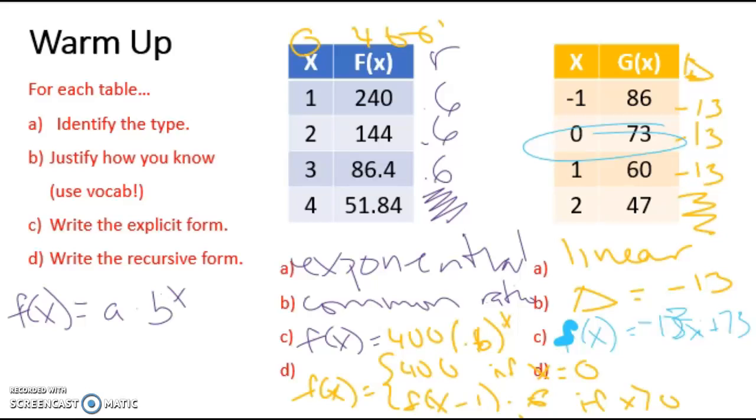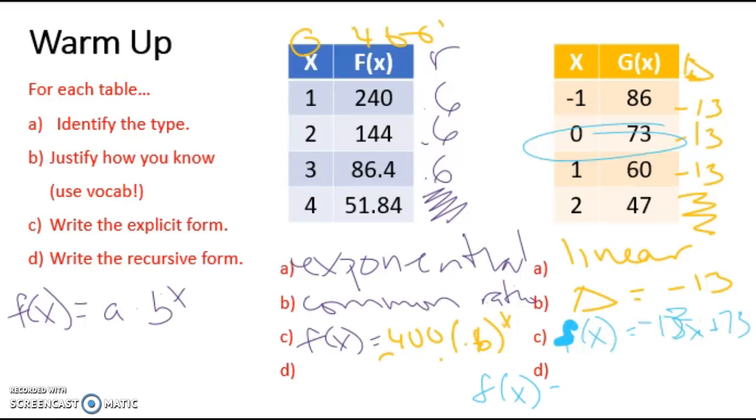Okay, finally we need to write the recursive form. I'm out of room, so I'm going to erase this work down here. Okay, so let's write recursive. So f of x is equal to, again, you can start at any initial output, but I'm going to go ahead and use 73. My output is 73 if my input is 0, and then we're going to subtract 13 to get us the next. So there you go.